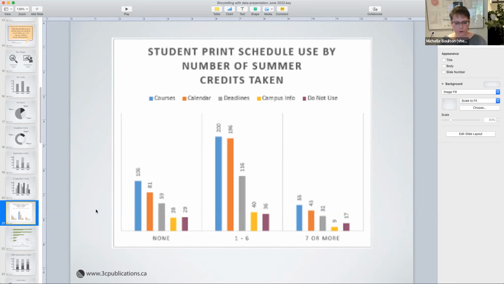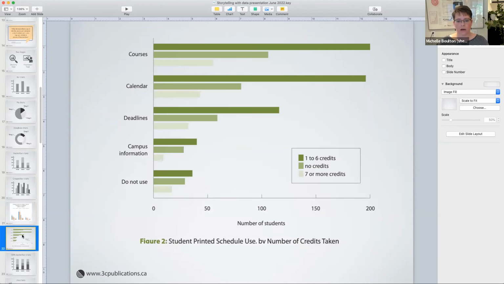They wanted to look at students who had either no credits, who'd never taken a summer session class, had taken 1 to 6 credits in summer, or 7 or more. And when I looked at this, I thought, well, that's an interesting way to look at the information. But I wasn't entirely confident that it was communicating what they were trying to say in the paper itself. So this is actually what got printed in the journal.